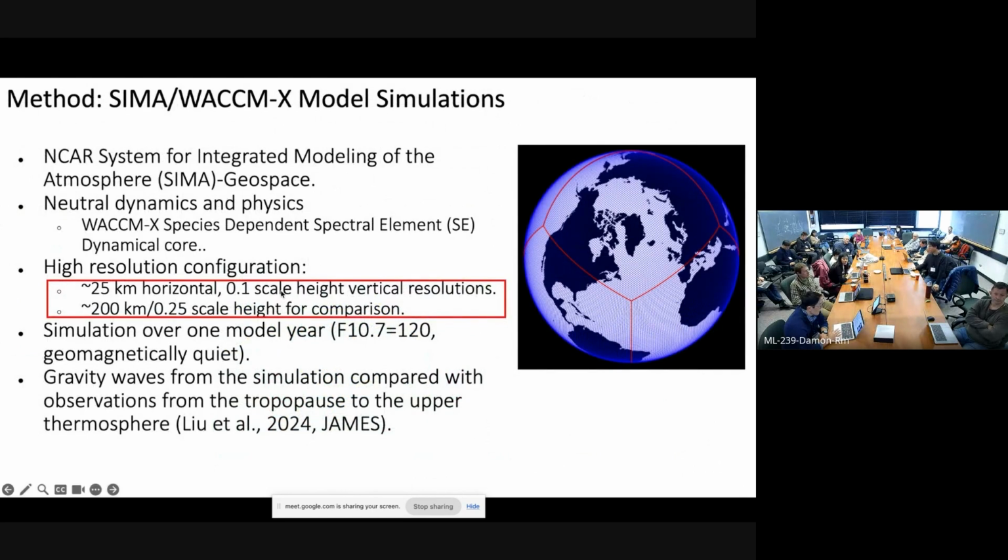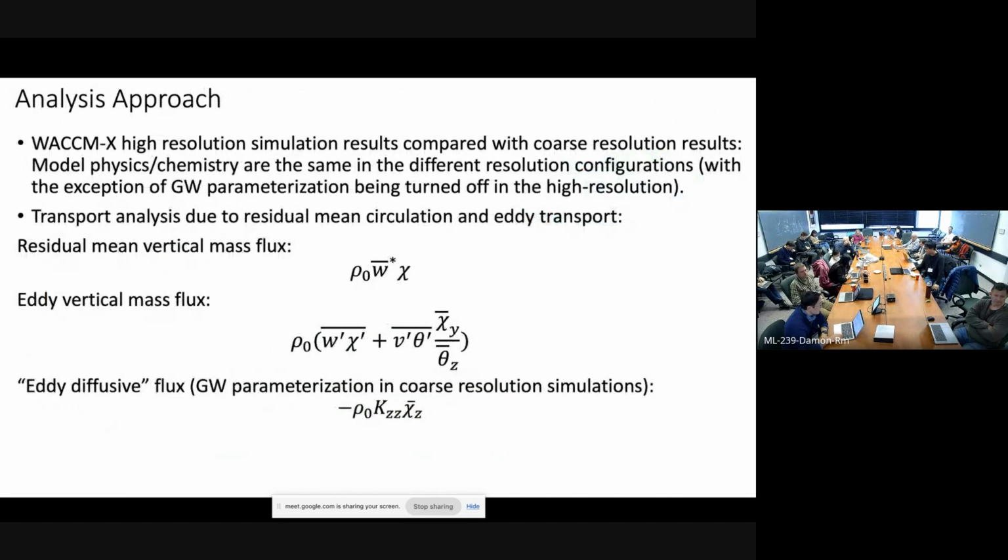This is the model we're going to use to look at this problem, and this was presented a year ago. I just want to highlight the numerical experiment we're going to use: the high resolution setup and the low resolution setup, 200 kilometer versus 25 kilometer. It's the same dycore, the SE dycore, and everything else is the same, except in the low resolution model we have the gravity wave parameterization, which is turned off in the high resolution setup.